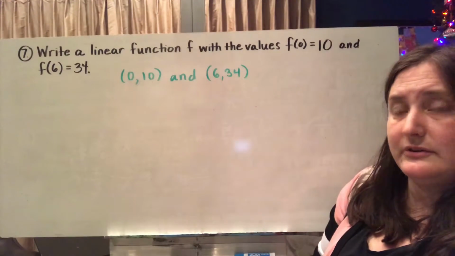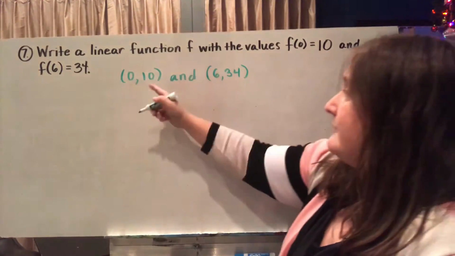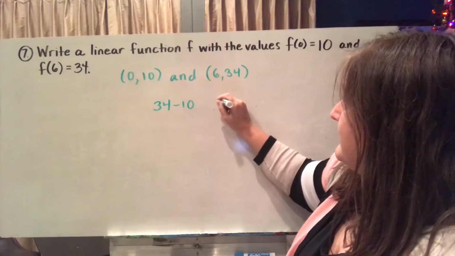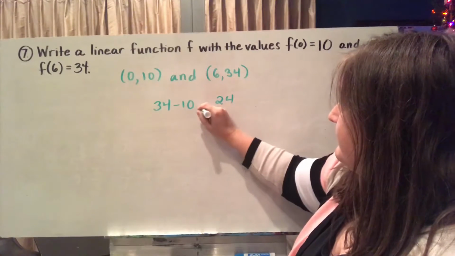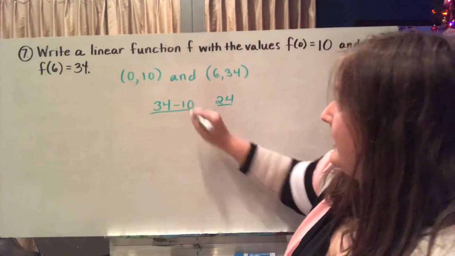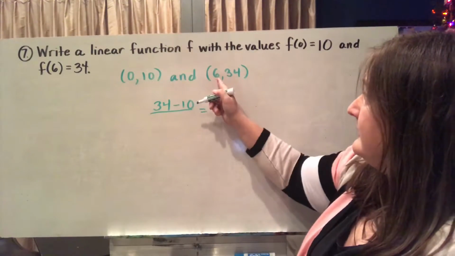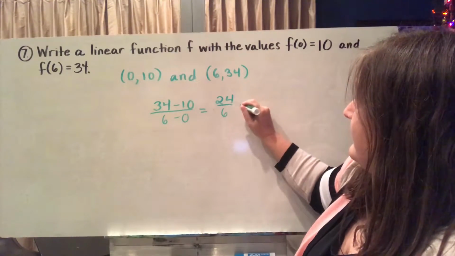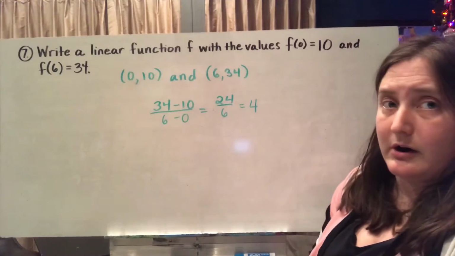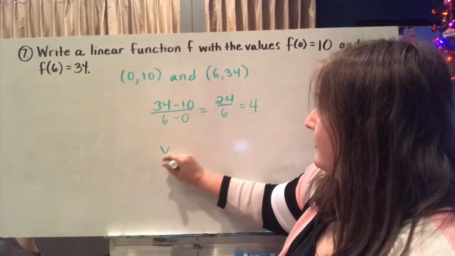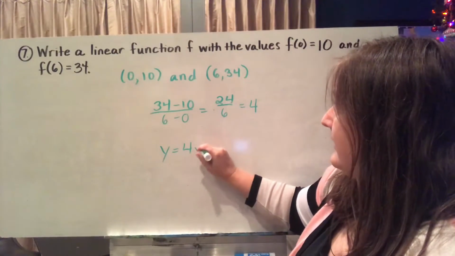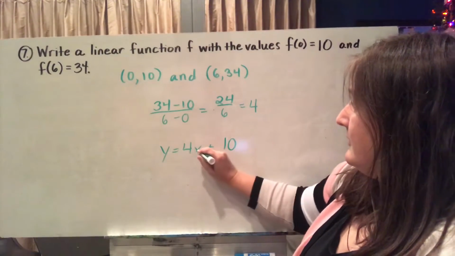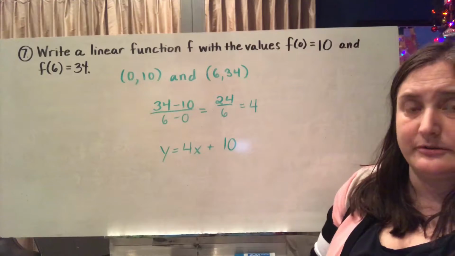So the first thing I'm going to do is find my slope by subtracting my y values. 34 minus 10 will give me a total of 24. I'm going to do the same thing for my x values. 6 minus 0 is going to give me 6, and this reduces to 4. So my slope is 4. So y equals 4x plus my y-intercept, which was 10. So here is my equation.